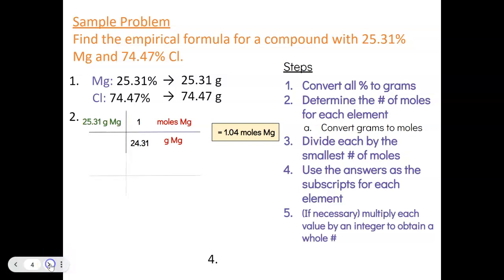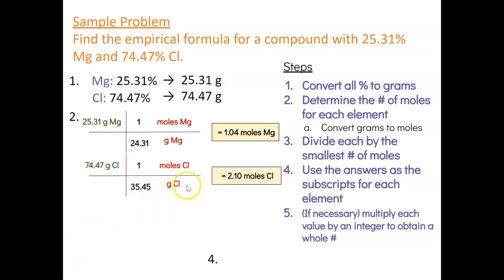Now we have to do the same thing for our chlorine. So 74.47 grams of chlorine. Again, we want to go to moles, so our moles will be on top, and our grams will be on the bottom. So every 1 mole of chlorine is 35.45 grams. Again, this is the average atomic mass from the table, so you've got to go find it in the periodic table. If we do that math, we get 2.10 moles of chlorine. 74.47 divided by 35.45 is equal to 2.10 moles.